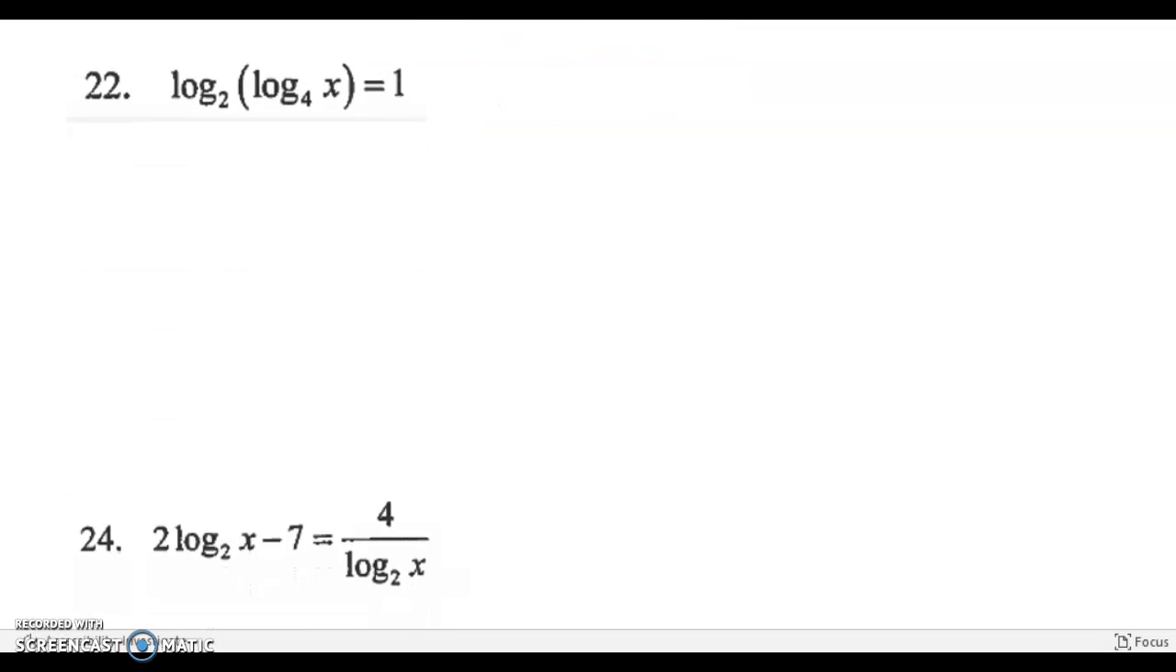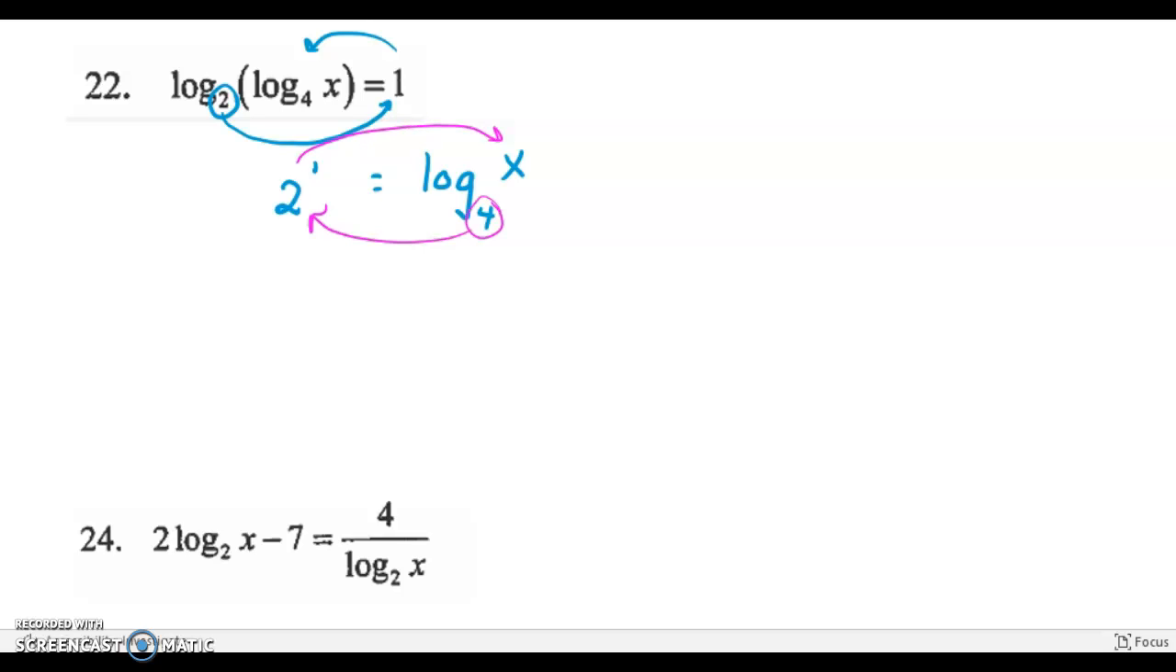And number 22, I want to start out here. It looks very confusing. The log base 2 of the log base 4 of x equals 1. I want to start way out here, and I want to take it out of log form. Because again, I have log on one side. So take it out of log form, starting here with base 2. 2 to the first power is going to equal log base 4 of x. We want to do it again. We're going to take it out of log form again, starting here with the base. 4 squared is equal to x.